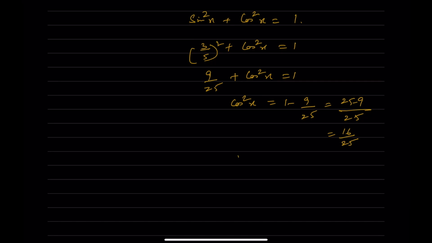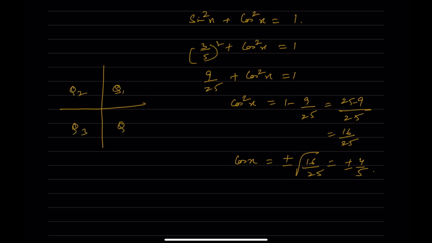So therefore cos x is equal to plus or minus root of 16 by 25, which is equal to plus or minus 4 by 5. So now here x lies in the second quadrant, you know that it's given to us. So this is quarter 1, quarter 2, quarter 3, quarter 4. So therefore you are having all silver tea cups.